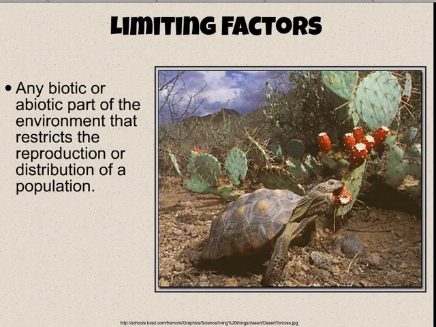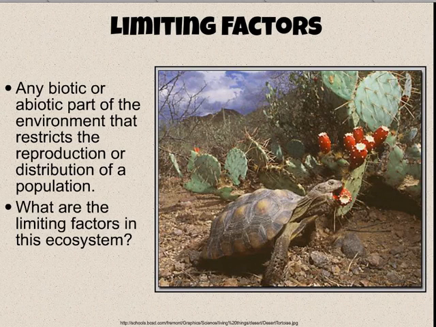Okay, a limiting factor is any biotic or abiotic part of the environment that restricts the reproduction or distribution of a population. For example, all populations have a limit to how large they can get. What prevents them from getting bigger? Usually it's something like food. There's not enough food for the population to get any larger. Sometimes it's space. Sometimes it's access to other things like light or water. In this ecosystem, where the cacti and the turtle are, the limiting factor is water, and that limits how many turtles can survive there, how many cacti can survive there.